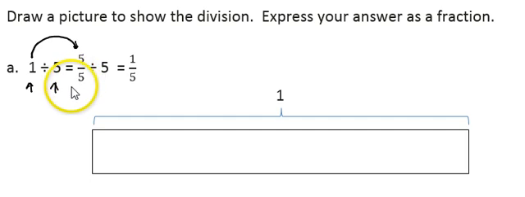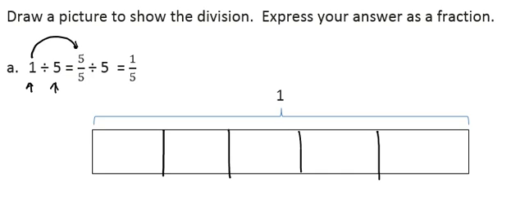I need to show the 5/5 on the tape diagram. So I'm going to divide it into 5 equal pieces. So there's my 5/5. Each piece is 1/5. If I'm going to divide my whole into 5 equal pieces, then each one of those pieces would be considered 1/5.